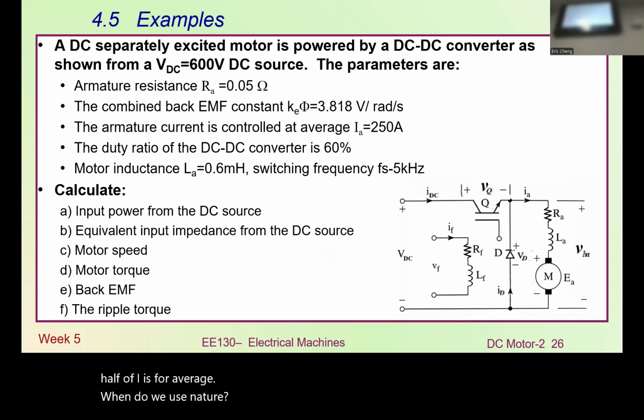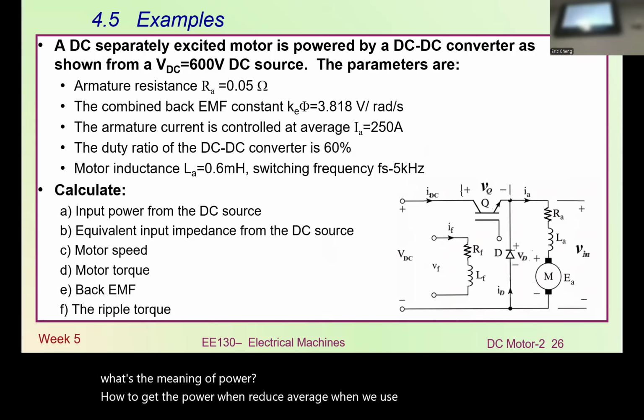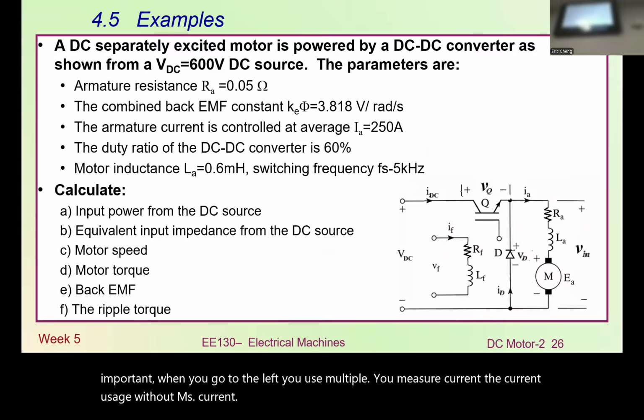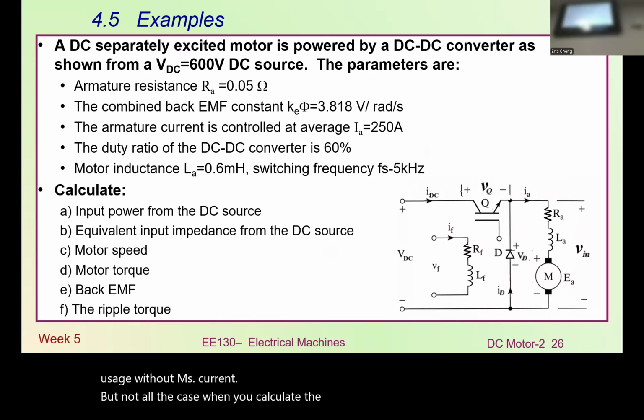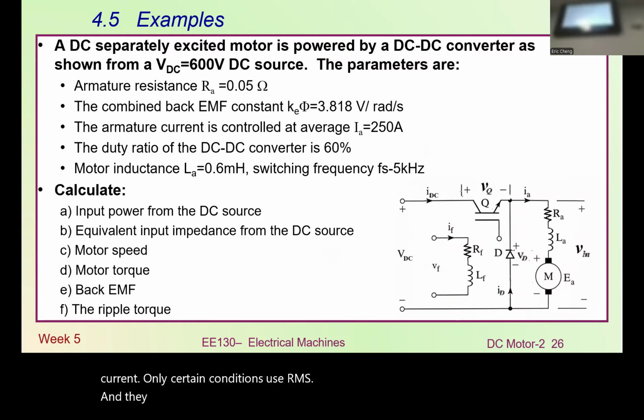They never say that. So that's also an important concept when I teach the student the meaning of power, how to get the power, when we use average, when we use RMS. One thing will be important when you go to the lab, you use a multimeter to measure the current. The current is usually RMS current. But it's not always the case when we calculate or measure the power that we use RMS current. Only certain conditions use RMS. And I found that many students, or even many professors, don't understand.